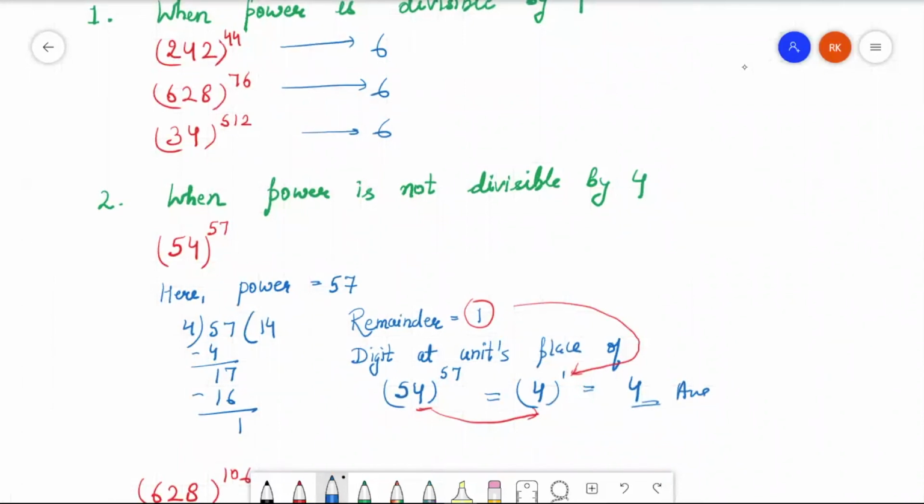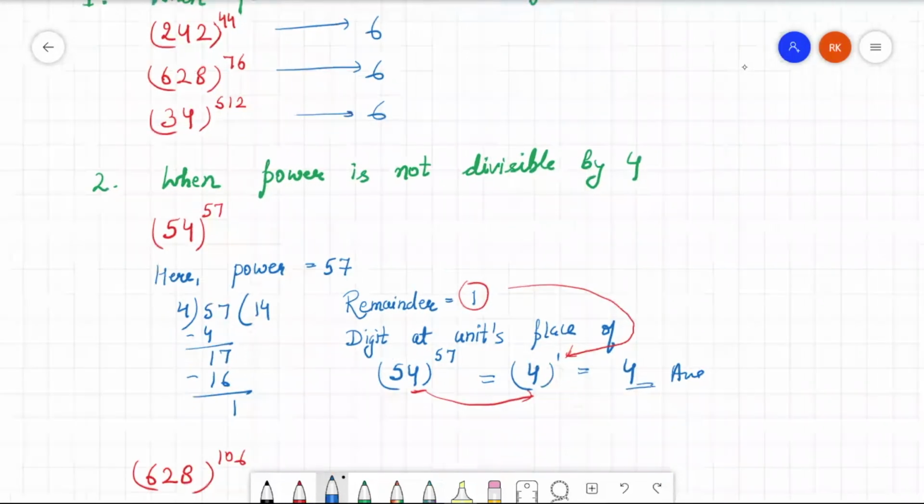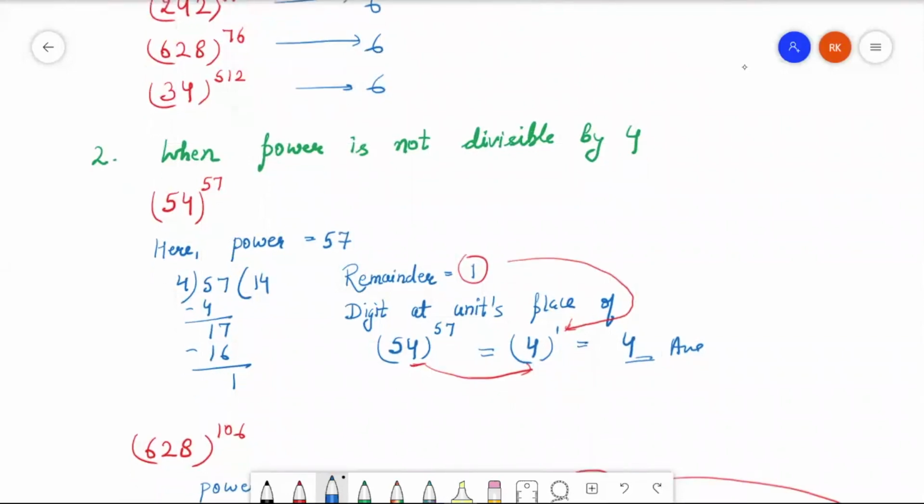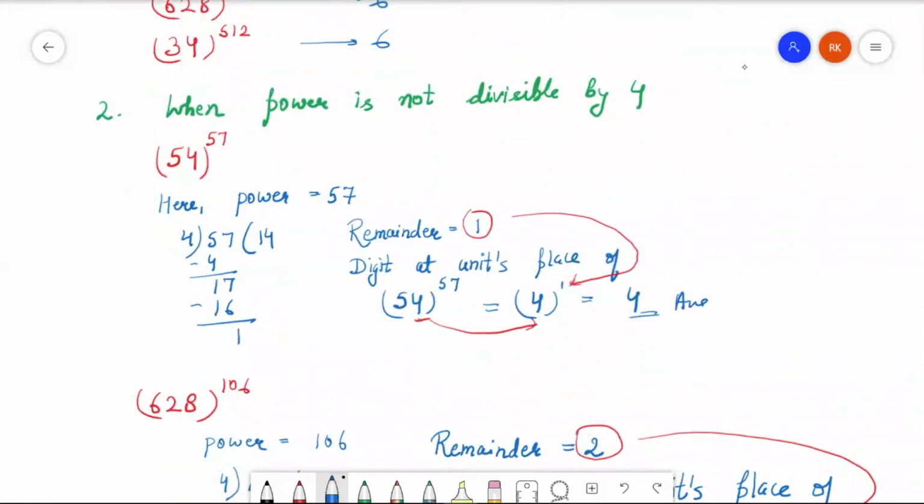Then to find the digit, you have to take the digit at the unit place of the given number raised to the power of the remainder. That is 4 raised to the power 1. We will get 4. 4 will be the answer.